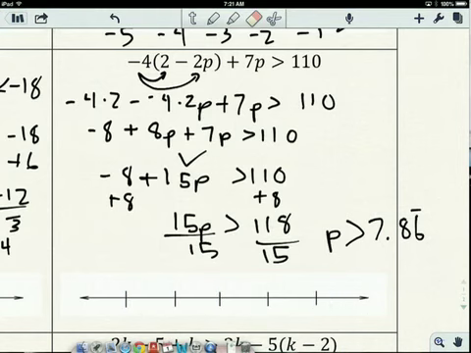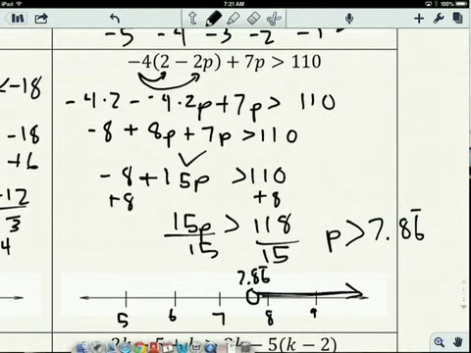All right, and so in order to graph that, I'm going to graph 7, 8, 9, and 7.86 repeating is around here, and I'll mark that 7.86 repeating, and p is greater, so I'll mark in this direction here.